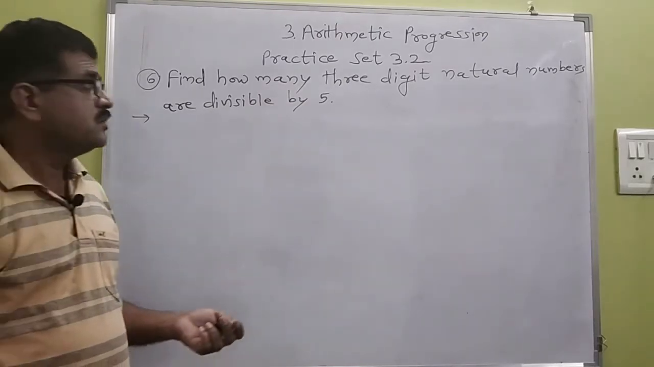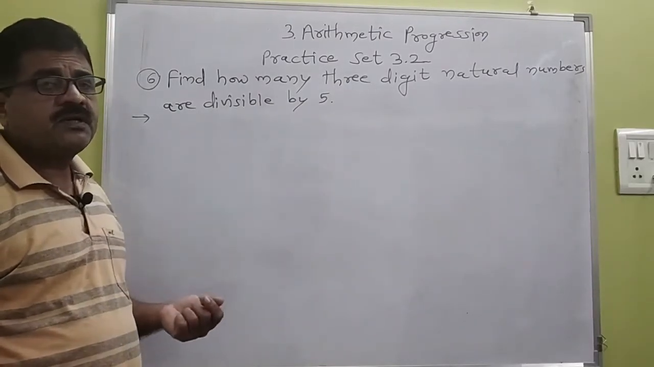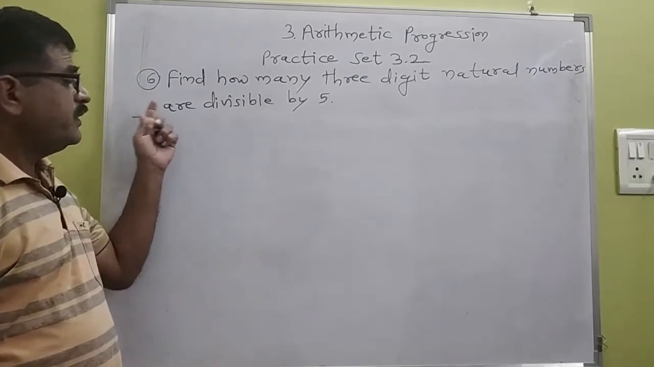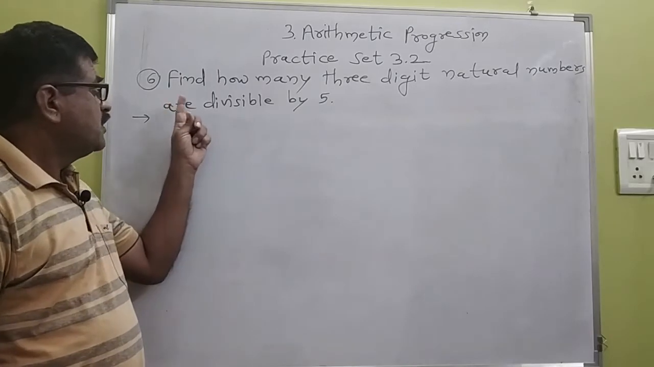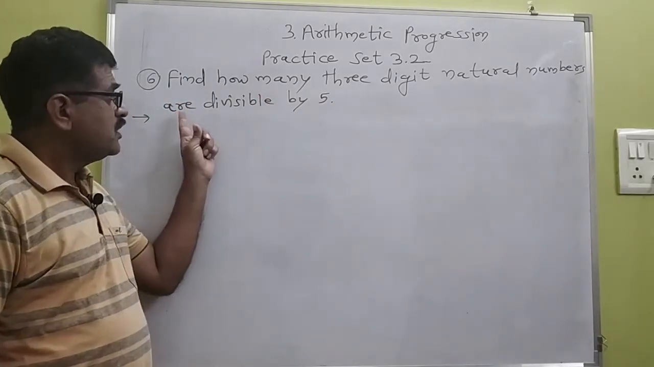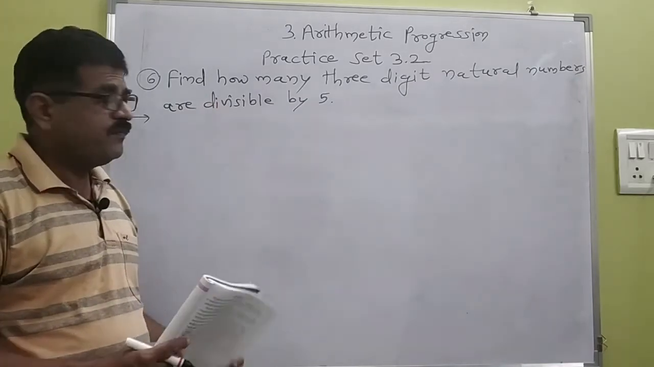Hello students, today we see some more examples in practice set 3.2. Now example number 6: find how many 3-digit natural numbers are divisible by 5.